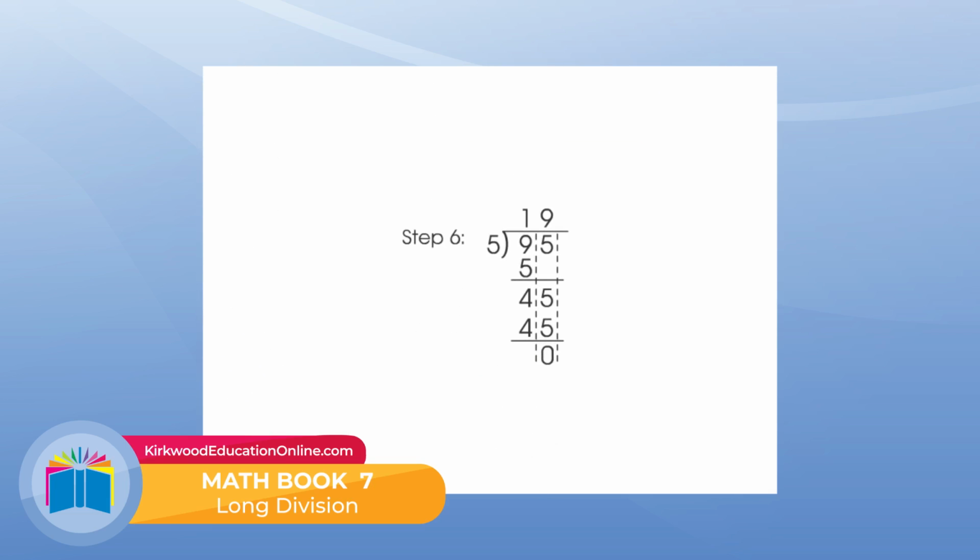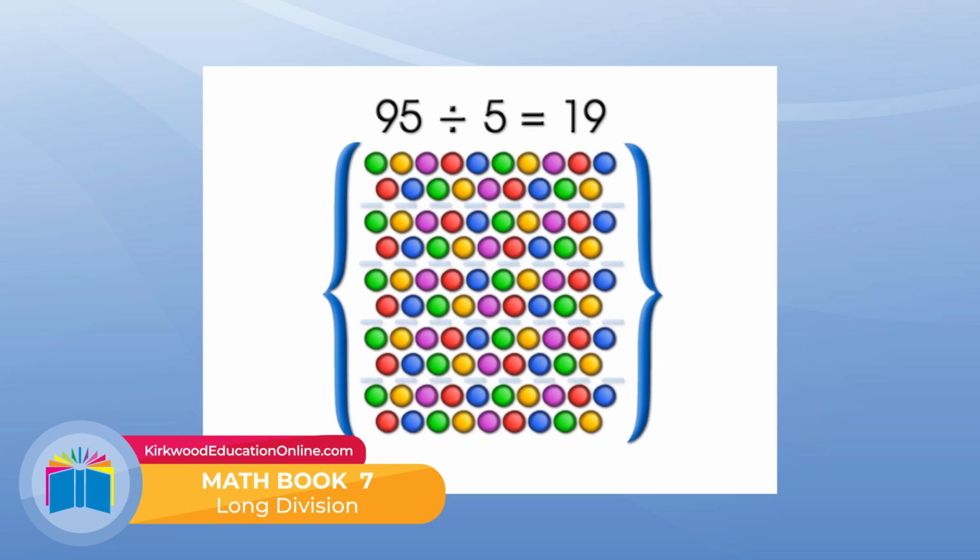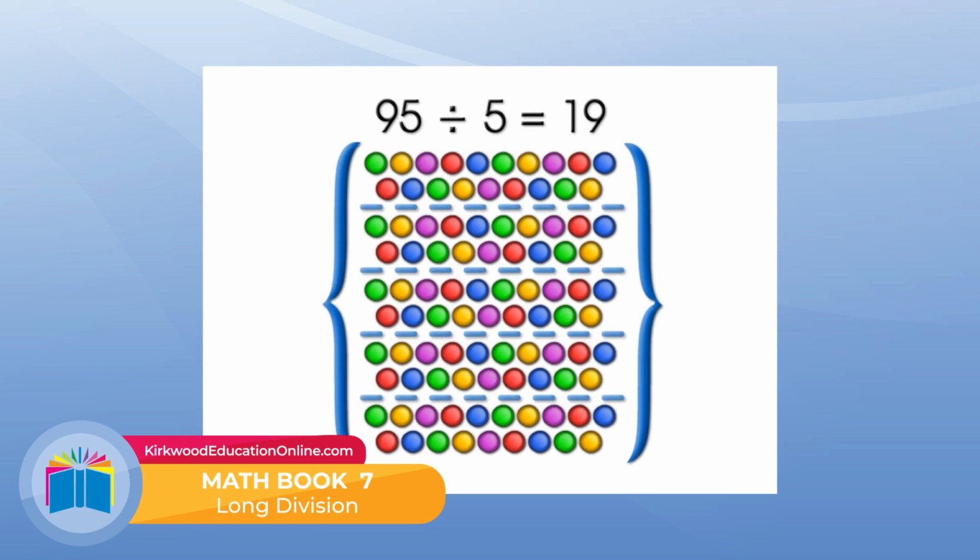Step 6, subtract. There is no remainder. So the answer, how many times does 5 go into 95, is 19. So if you divided 95 pieces of candy so every one of the 5 persons got an equal amount of candy, each person would receive 19 pieces of candy.